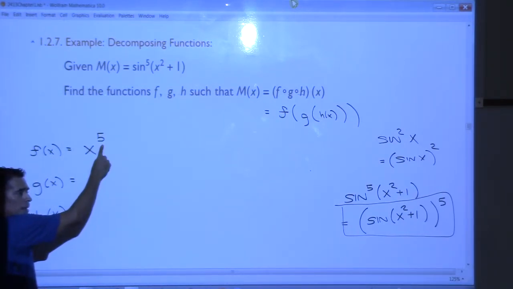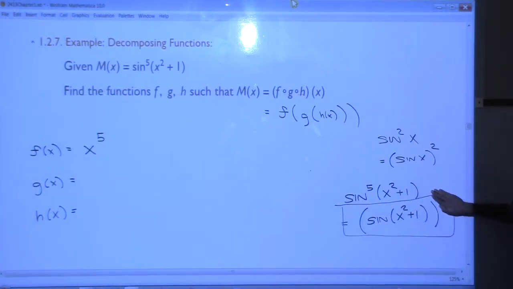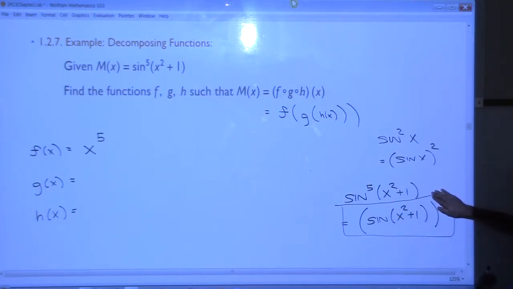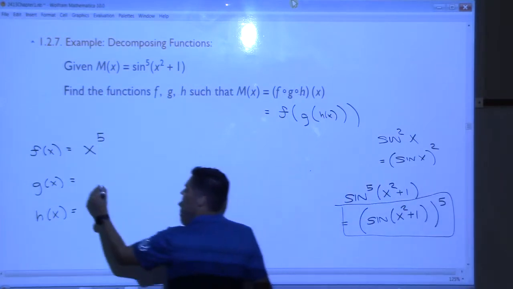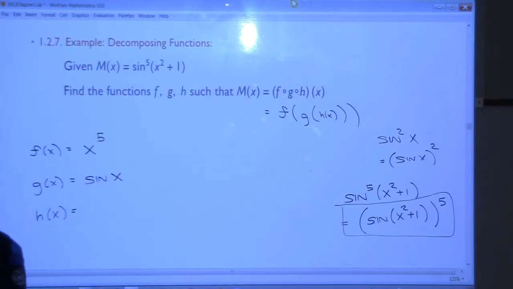Okay? Now, if I've taken care of that, then what's the next level in? What function is the next level in? The sine function, right? So my middle function needs to take sine of something. And then what would that inside piece be? The x squared plus 1.